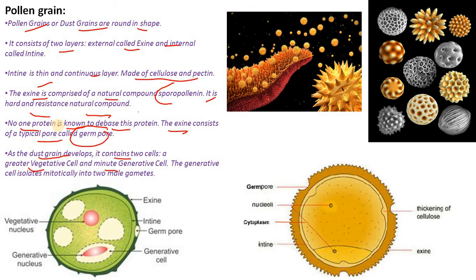What is microgametogenesis? The development of the male gametophyte. The microspore is partially developed at this stage, and it is the first cell of the male gametophyte. The cell wall of the pollen grain is made up of exine, the outer layer, and intine, the inner layer. The outer layer is made up of sporopollenin, and the inner layer is made up of pectin and cellulose.